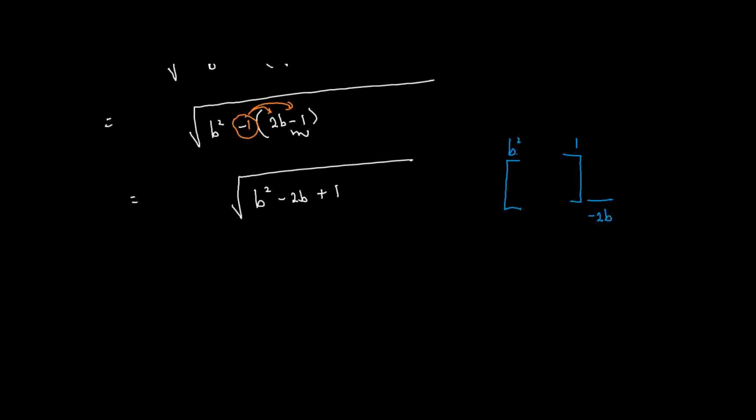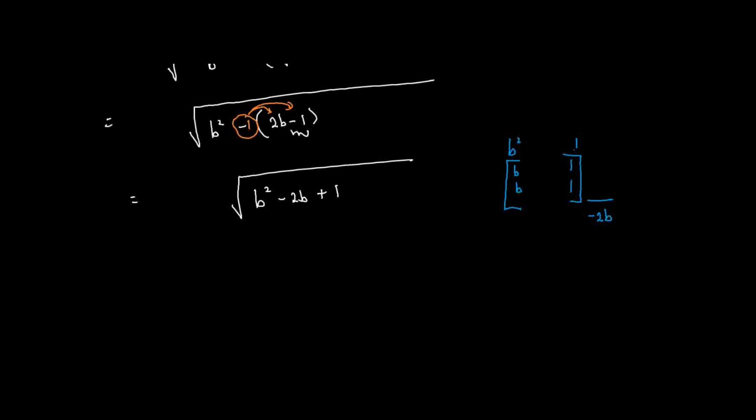So how do I get b squared, right? What two values multiplied to each other gives me b squared? Of course, it'll be b and b. What two values multiplied to each other gives me 1? It's going to be 1 and 1. But when I cross multiply, 1 times b gives me 1b, 1 times b gives me 1b, 1b plus 1b gives me 2b. And I need the sum of the products when I cross multiply to give me negative 2b. So what am I going to do?